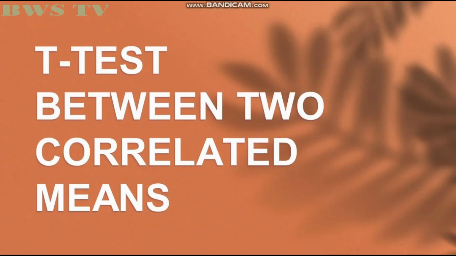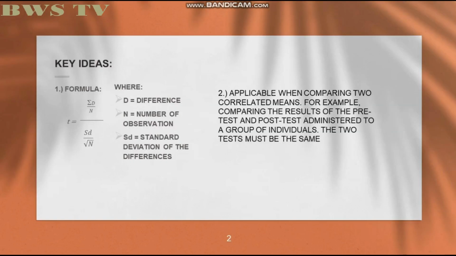Today, we are going to be learning about the t-test between two correlated means. Key ideas. The formula is t equals the summation of D over N, over SD over the square root of N, where D is the difference, N is the number of observations, and SD is the standard deviation of the differences. This is applicable when comparing two correlated means.